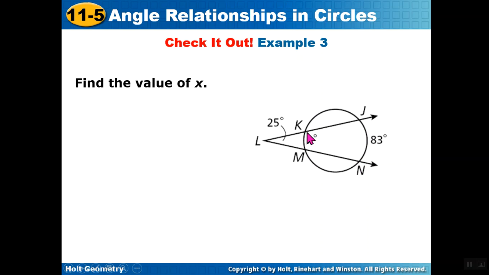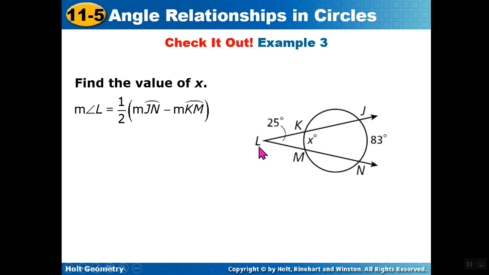So we want to know the measure of this small arc, KM. How to find it? In the first look, what will we say? We will say that this 25 comes from what? It comes from the difference of 83 and x degrees, and take half of the answer. Okay, so write the equation.